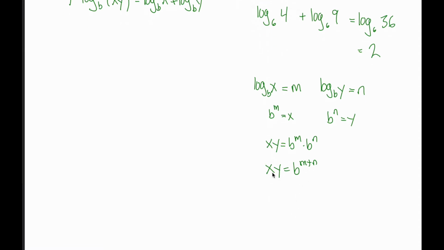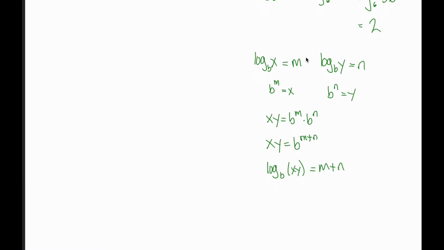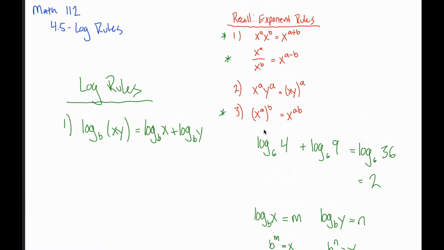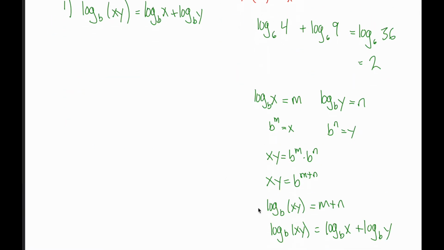All I have to do now is rewrite this exponential equation into logarithmic form. And if you're really good with the stuff we learned in logs in previous sections, that's no big deal. You're like, oh, the base is b, so I can say the log base b of the stuff on the other side of the equation, x times y, must be equal to whatever the exponent is, m plus n. And remember, m and n are the names that we gave for log base b of x and log base b of y. So what I've just shown is the log base b of x times y is the same as the log base b of x plus the log base b of y. This is exactly the statement that I was going for up here with my first log rule. I think that that's kind of interesting.